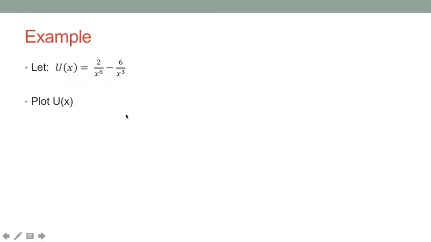So now we can take a specific example. So let's let u of x equal 2 divided by x to the 6th minus 6 divided by x cubed. What I want you to do is first just take and plot u of x. So pull out your calculator and plot that function and see what it looks like. This is what you should have gotten, namely something that does indeed have this little dip right here, so there would be a point of stable equilibrium. This is a typical potential energy curve that you would see for a diatomic molecule.